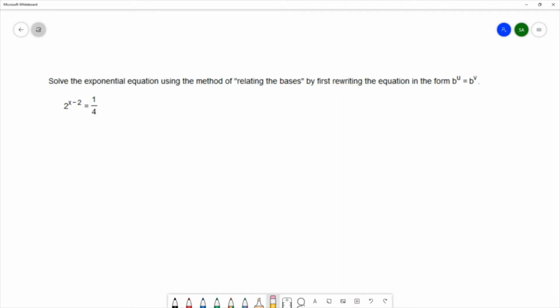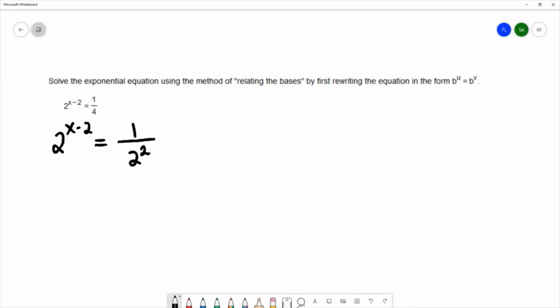The equation that we have for this example is 2 to the x minus 2 equals 1/4. On the left I have a base of 2, and on the right I have a base of 4. 4 can be written as 2 squared. So that's the base that I'm going to use to solve this, a base of 2. On the left I'll leave it the same, 2 to the x minus 2. On the right, I'm going to change 4 to be 2 squared.